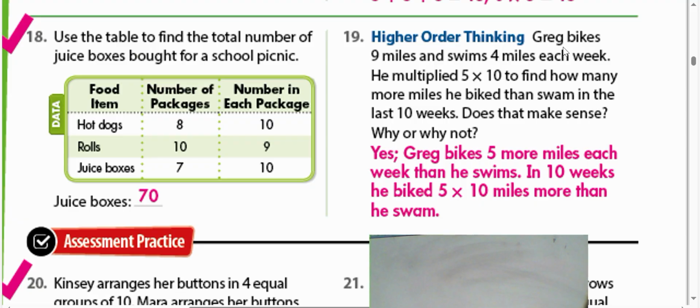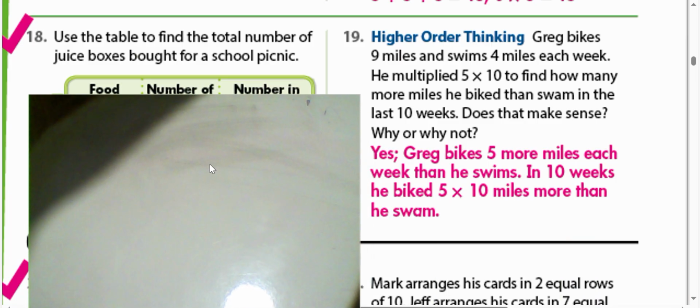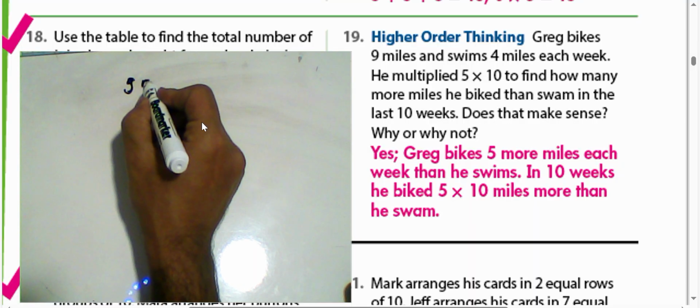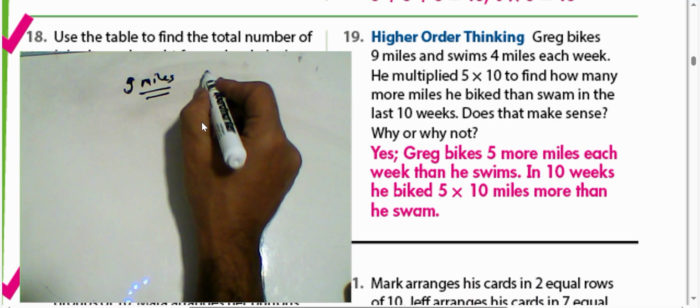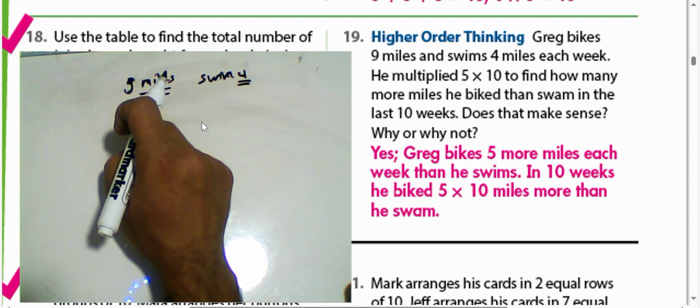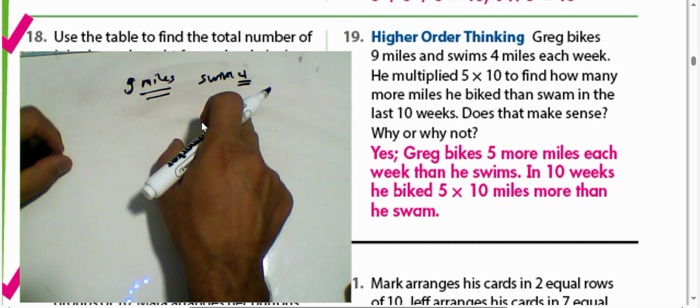Higher order thinking. In this example, Greg bikes 9 miles and swims 4 miles each week. He multiplied 5 by 10 to find how many more miles he biked than swam in 10 weeks. Did he do it correctly or not? Okay, again, I will explain this example to understand, okay? Listen to me. We have here, he bikes 9 miles and swims 4 miles, okay? Bike 9 miles and swim 4 miles each week.